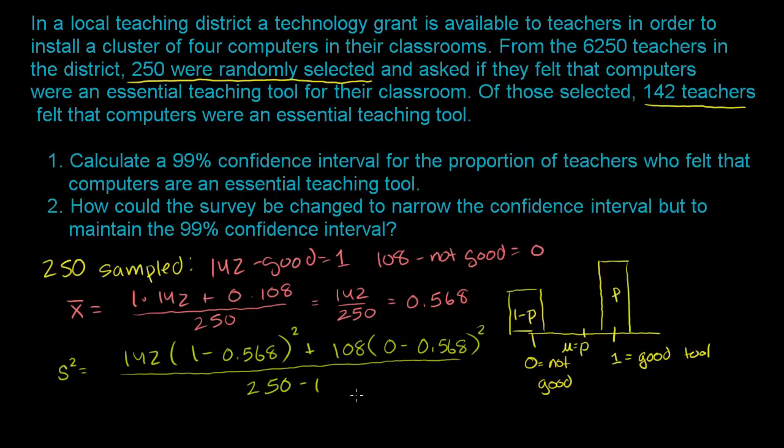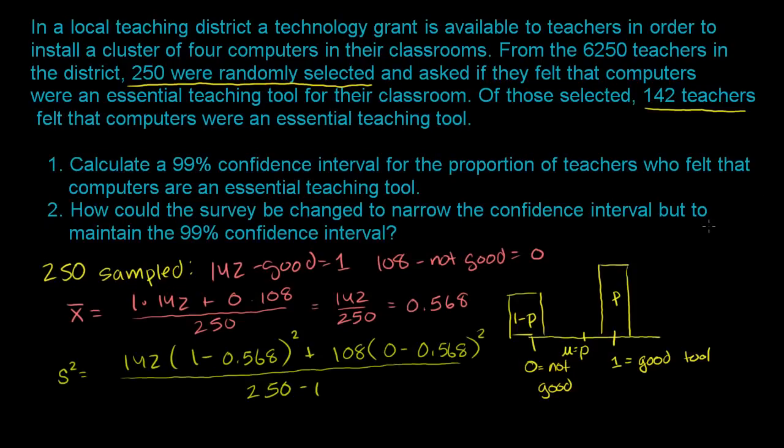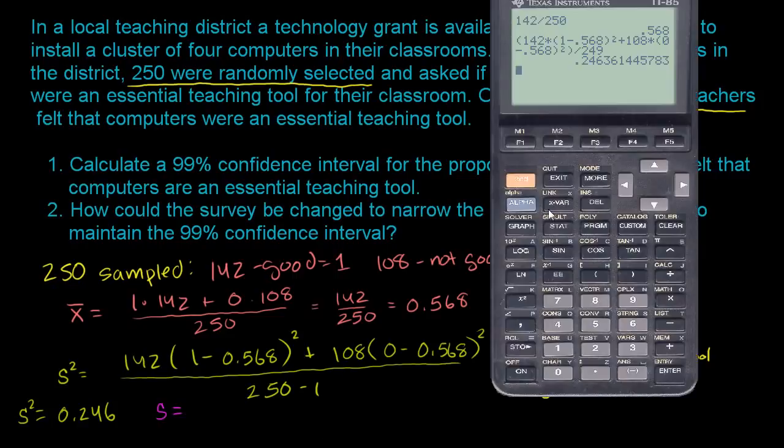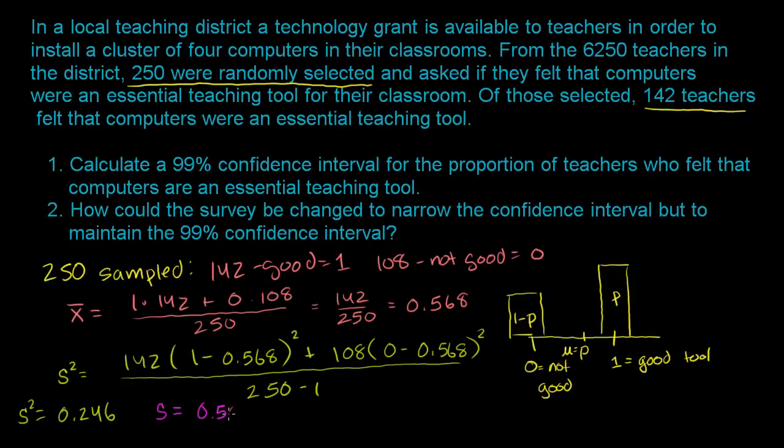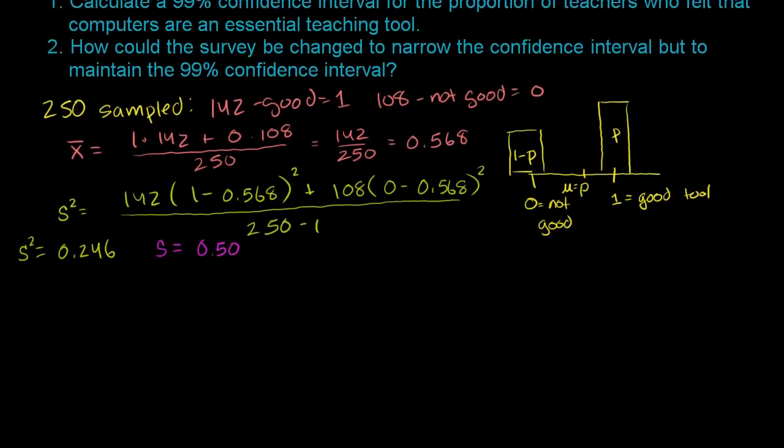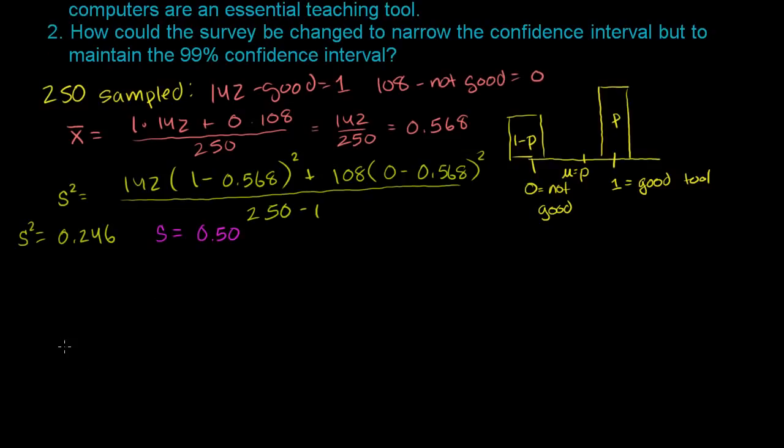Our sample variance is equal to 0.246. If you were to take the square root of that, our sample standard deviation, we get 0.496. I'll just round that up to 0.50. So that is our sample standard deviation. Now, this interval, let's think of it this way. We are sampling from some sampling distribution of the sample mean. So it looks like this over here.